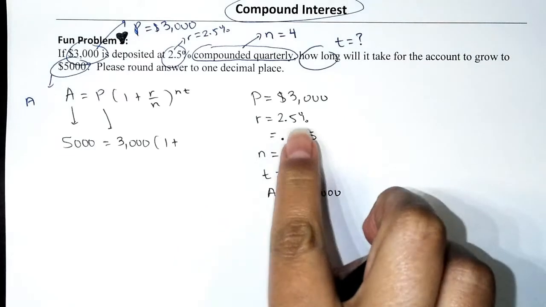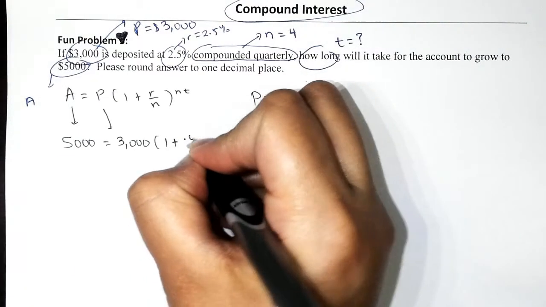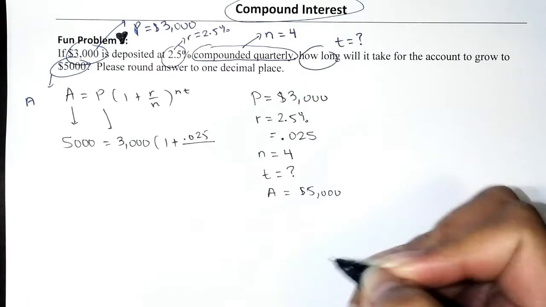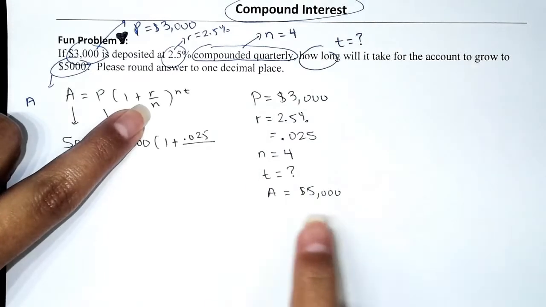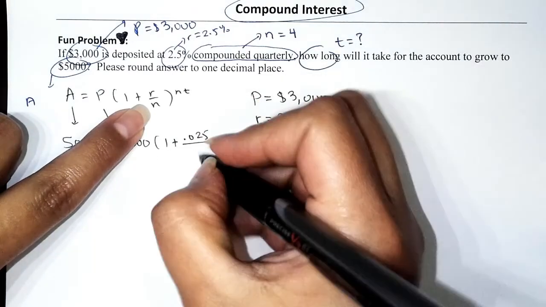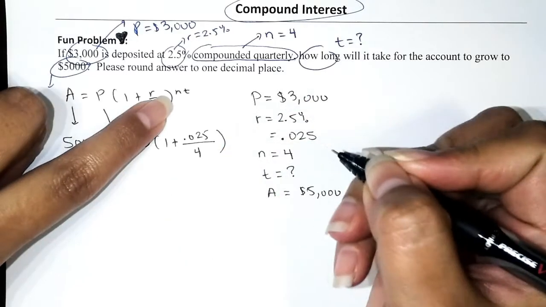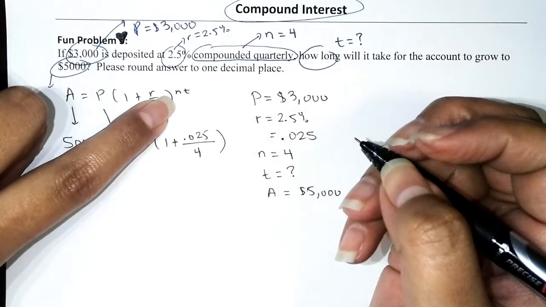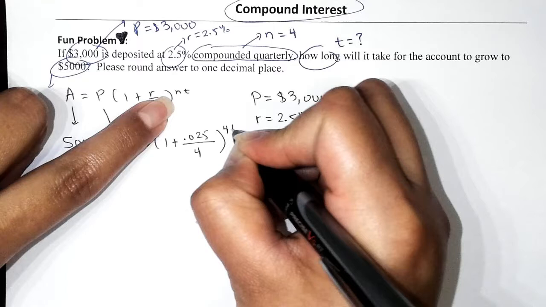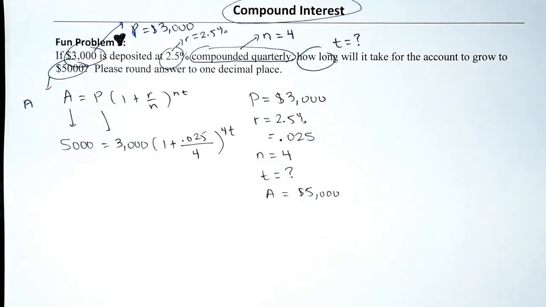R is 2.5% or 0.025 over N. The interest is compounded quarterly, or 4 times a year, raised to the NT power. So we have N is 4 and T is, I have no idea.